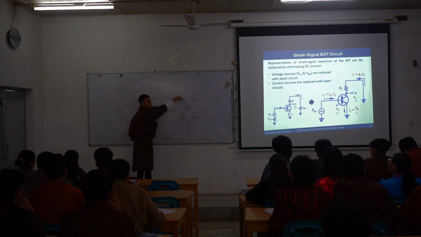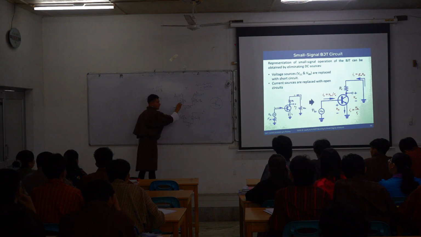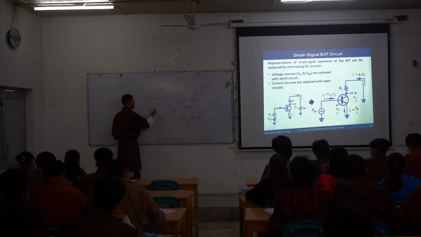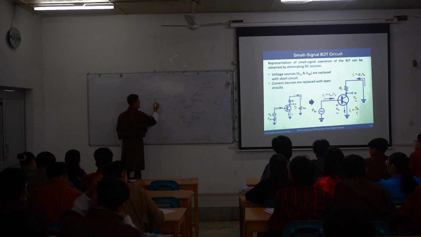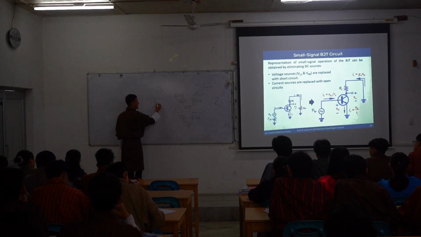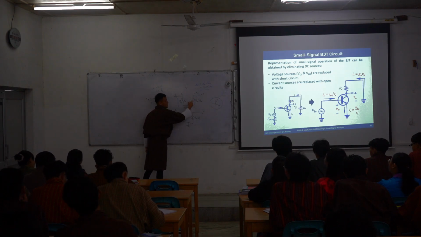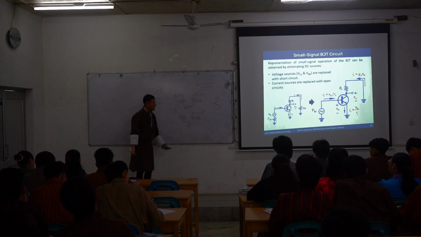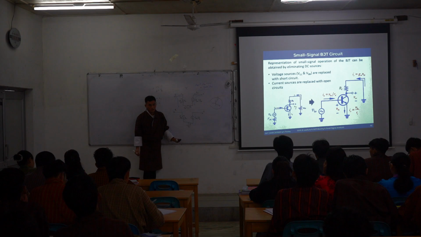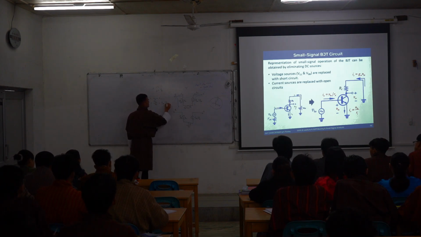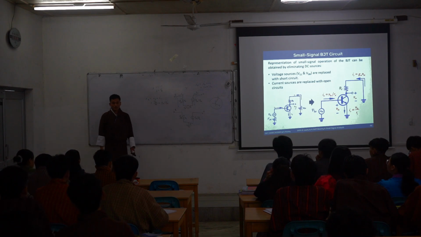In order to calculate the current IB, what's the voltage? The voltage is VBE. What's the resistor? Resistor is R pi. That means we can calculate IB by VBE divided by R pi, right? Plus your IC. IC, there is a current source, right? That means whatever current is being generated by that current source you will be getting at this point. So that is GM times VBE.